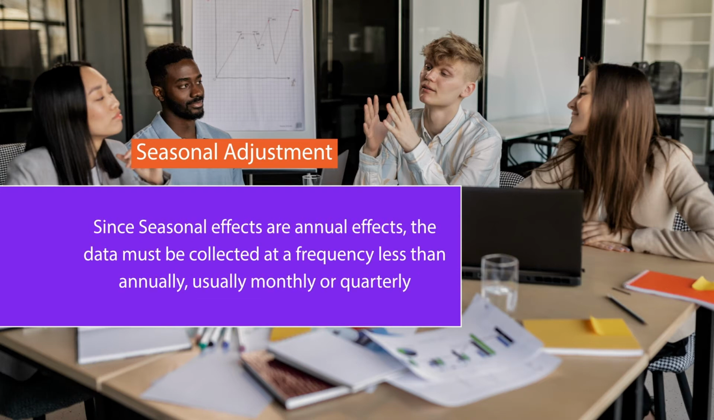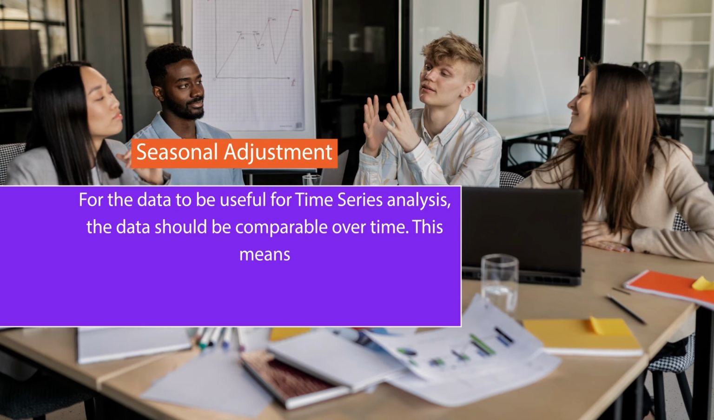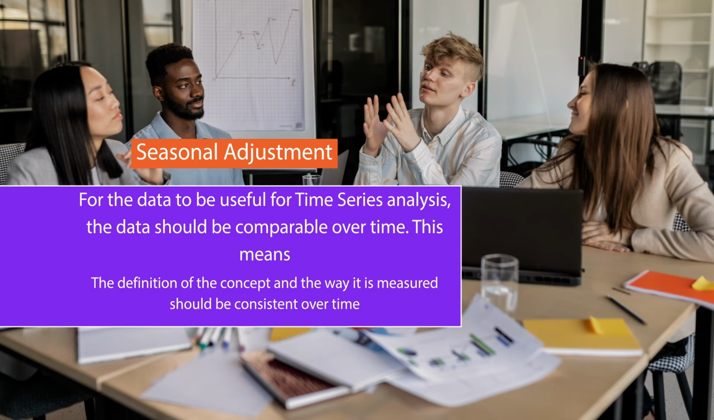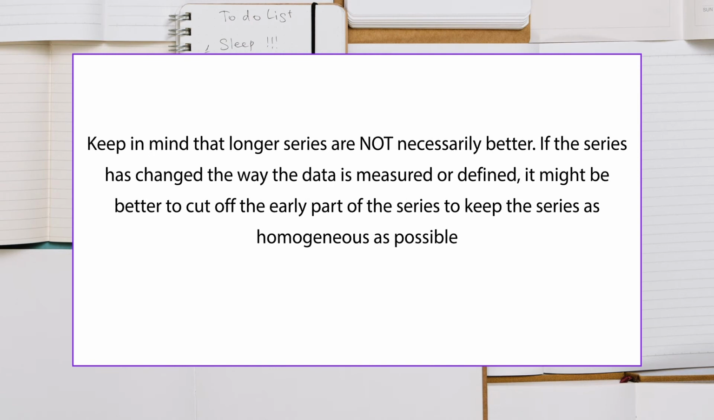Seasonal effects are annual effects, so the data must be collected at a frequency less than annually, usually monthly or quarterly. For the data to be useful for time series analysis, the data should be comparable over time. This means that the measurement should be taken over discrete, non-overlapping consecutive periods, every month or every quarter, and the definition of the concept and the way it is measured should be consistent over time. Keep in mind that longer series are not necessarily better. If the series has changed the way the data is measured or defined, it might be better to cut off the early part of the series to keep the series as homogeneous as possible.